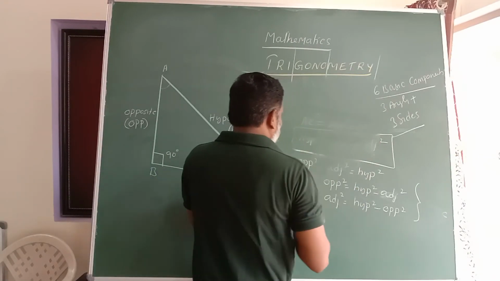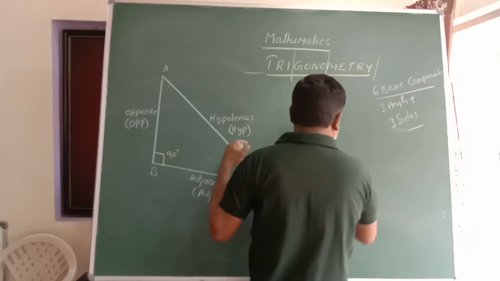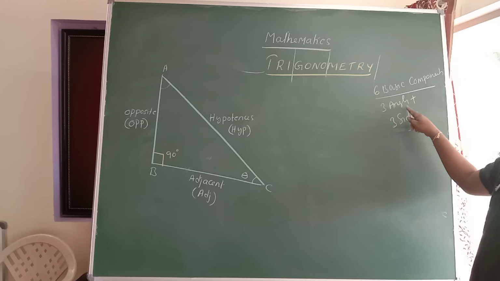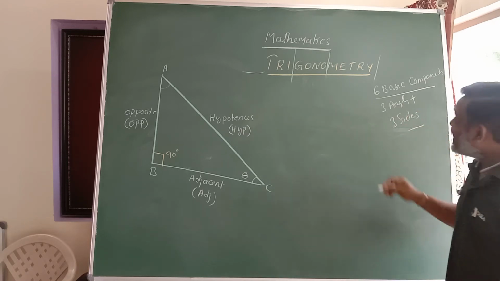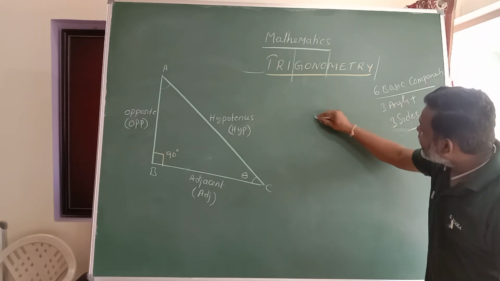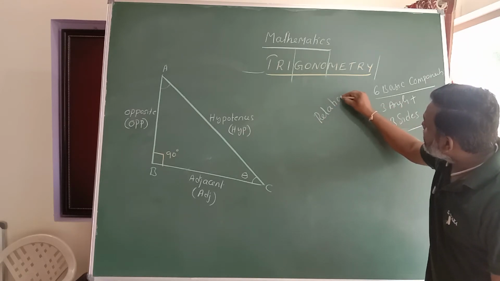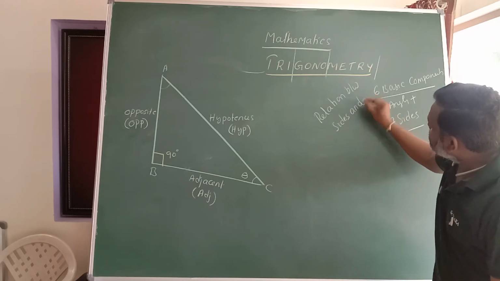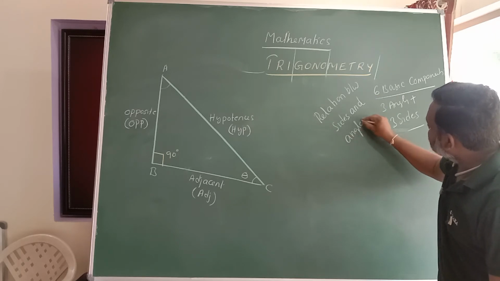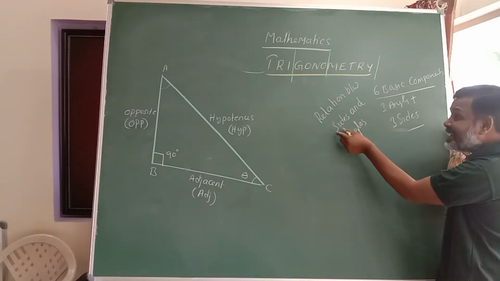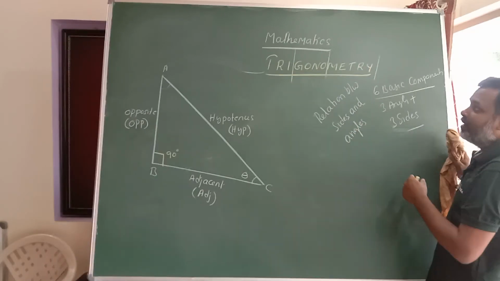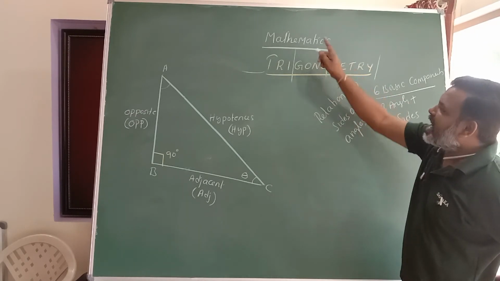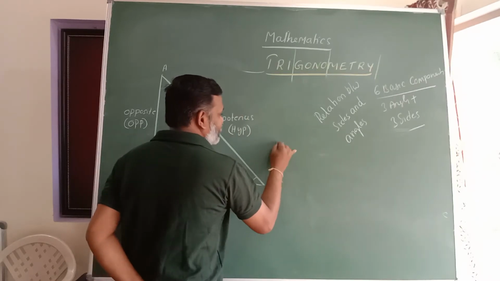Okay, now let us know that, as already said, every triangle, especially a right angle triangle, has 6 basic components, that means 3 angles and 3 sides. There is a relation between the sides and angles. Just have a look on this. So there is a relation between the 3 sides and 3 angles of a triangle. That branch we call trigonometry. So trigonometry is a branch of mathematics.